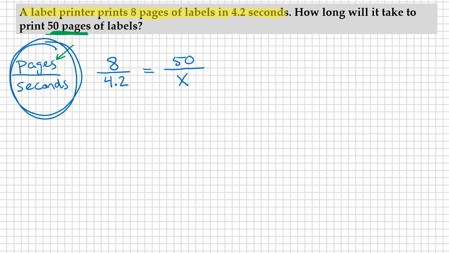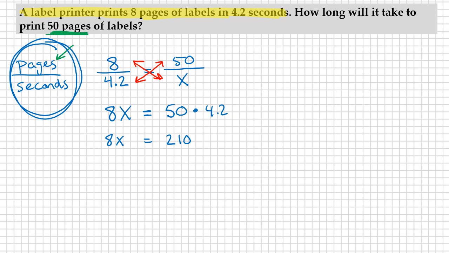So now we have a proportional equation, and we can cross multiply. 8 times x is equal to 50 times 4.2. Now we could go to a calculator and say, okay, what is 50 times 4.2? That's 210.